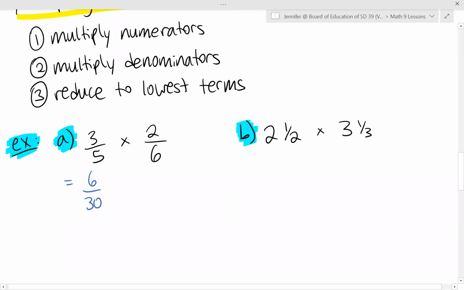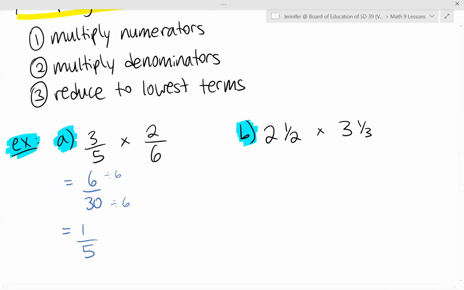We do have to reduce to lowest terms. How do we reduce a fraction? Well, can we divide both of these numbers by the same thing? Yes, we can divide the top by 6 and we can divide the bottom by 6. That is going to give us 1 over 5, and then that cannot be reduced any further.